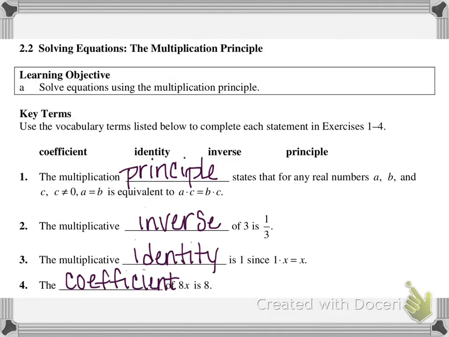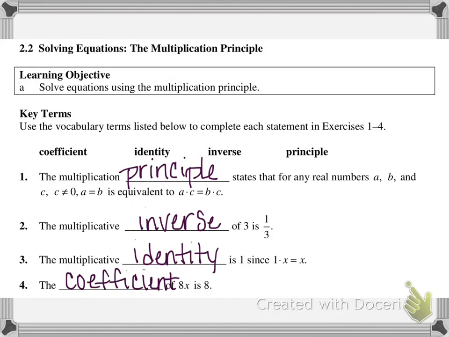In lesson 2.2, we're still solving equations, but this time we're going to be solving them using the multiplication principle. Some of the key terminology: the multiplication principle states that for any real numbers a, b, and c, c cannot equal 0 and a equals b is equivalent to a times c equals b times c. In other words, you can multiply both sides of the equal sign by the same number and you maintain equivalency.